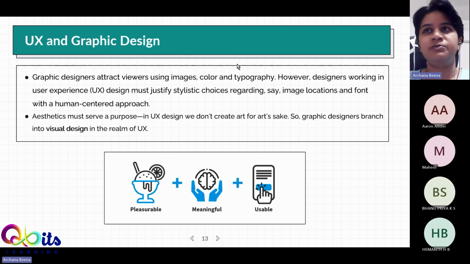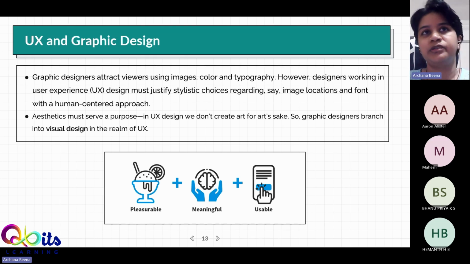All your decisions are made based on the user, and it has to be centered around the user. That is why both the words in UI and UX have user in it, because everything you are doing is user centric. So any aesthetic choices that you make, they must serve a purpose. In UX design, we don't create art for the sake of art. So graphic designers eventually branch into visual design in the realm of UX. So you might be a graphic designer, but when it is applied in the realm of UX, it is called visual design. Because here it is not only about creative expression or aesthetic appeal.